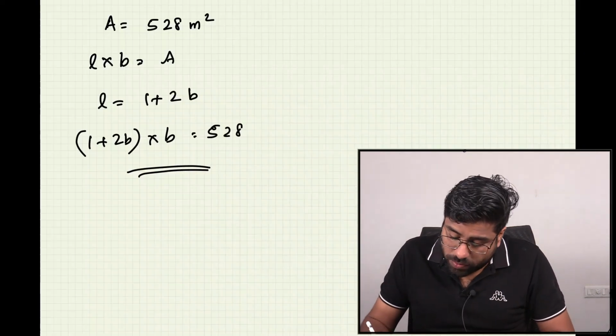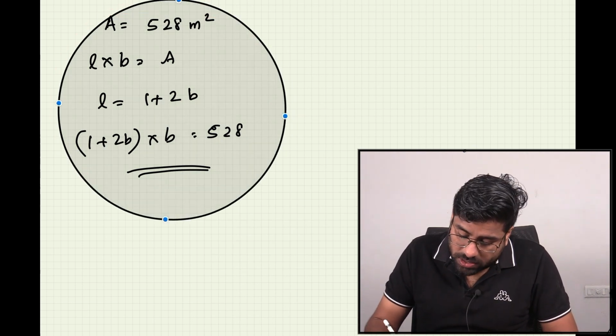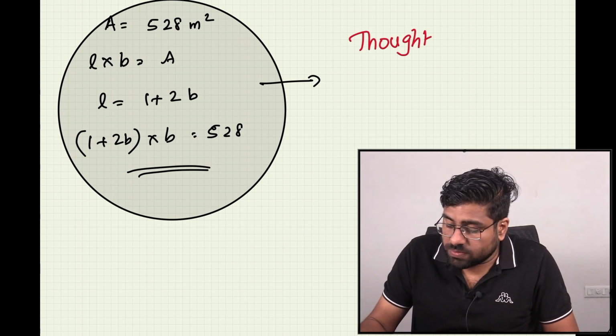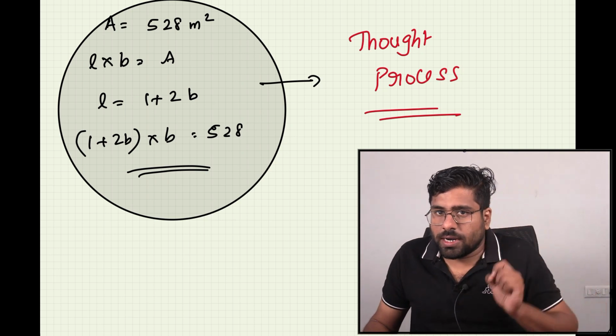But this is how my thought process works. This is how my mind has worked, right? This is my thought process before writing the equation. This thought process is extremely important. All right, that's very important.